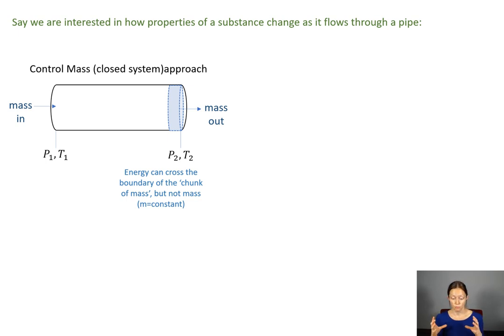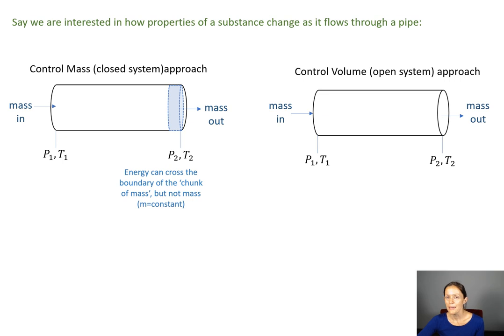Now, since it's a chunk of mass and it's the same chunk of mass, I could say that the mass doesn't change. No mass crosses the system boundary, but I can certainly have energy cross the system boundary. But it'd be a lot simpler to take a control volume approach, and you'll see why. You could see how the other one would introduce some complexities that maybe we are not wanting to deal with at this particular juncture.